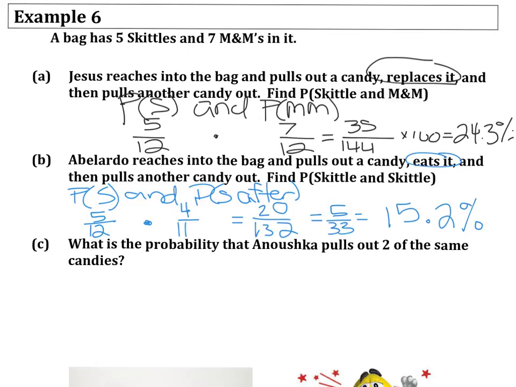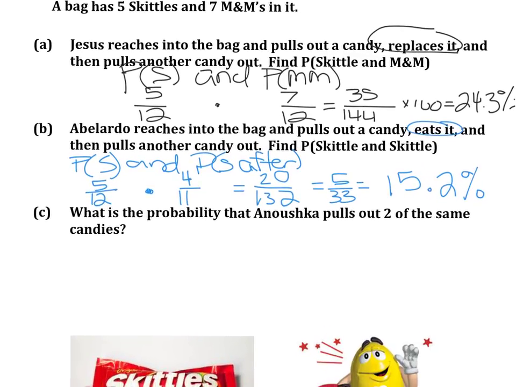The last problem then here, Anushka. Anushka's problem is a little bit more complicated. We're still talking about the same bag of candy, but we want to know what's the probability that Anushka will pull out 2 of the same candies. So Anushka could get, what's the probability of getting Skittles and Skittles again, or what's the probability of getting M&Ms and M&Ms again? So we have an or here. All right, so if she can get either one or the other, in the end, you're going to find those 2 probabilities and you're going to add them together. Or means to add, so keep that in mind, okay? We were going to add. But within each event, we have to find the probability.